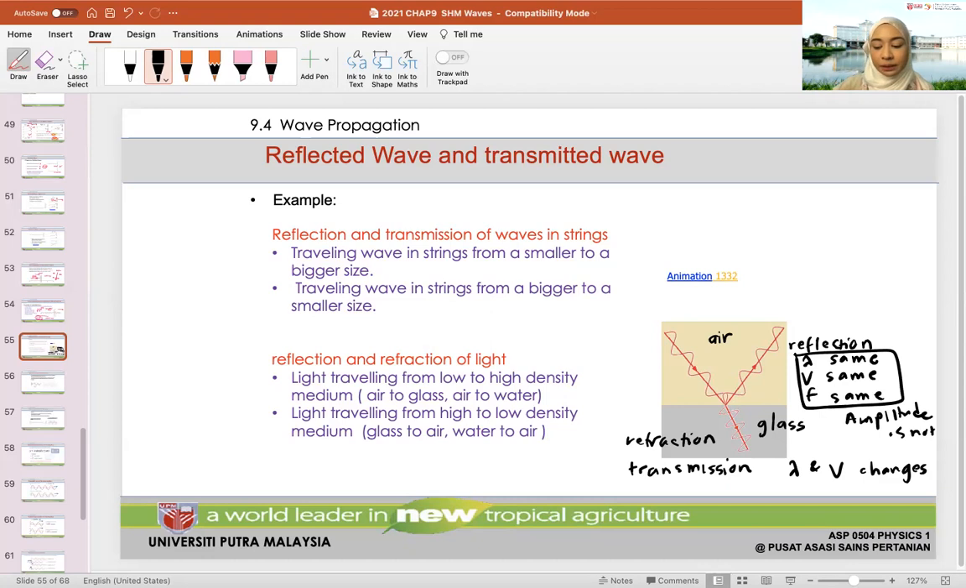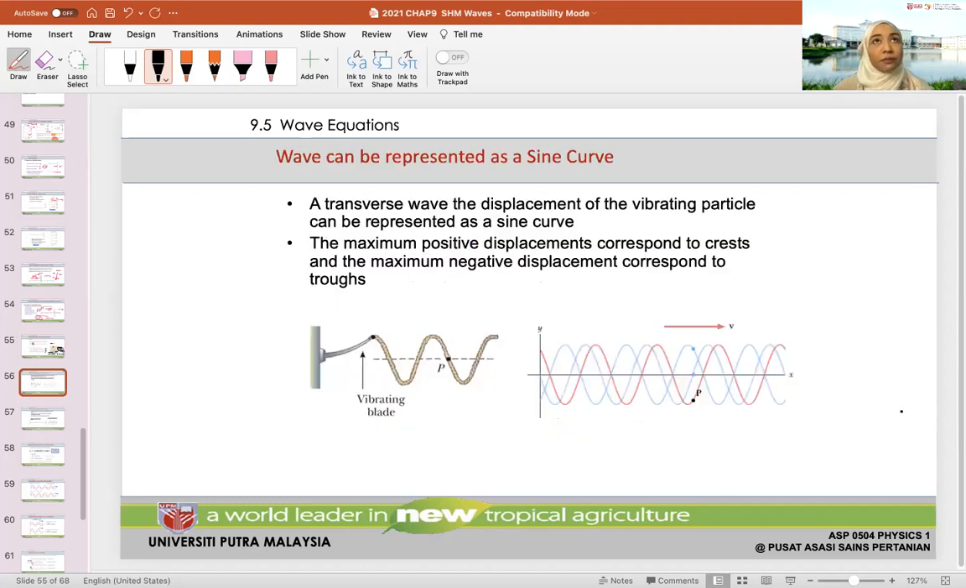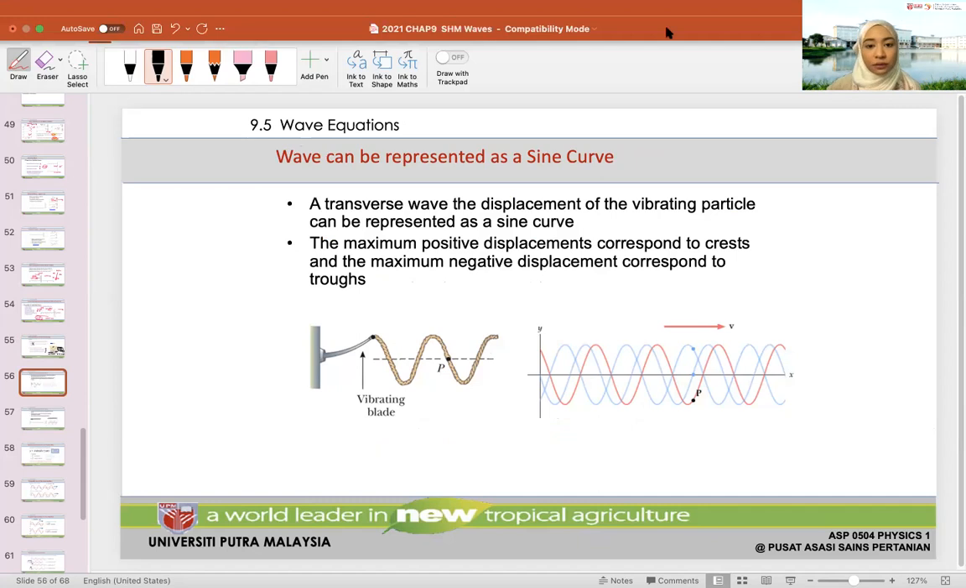So this is just an example for a real life scenario. And another type of real life scenario of wave transmission is a wave traveling in strings from smaller to bigger size. I don't know what that is. Just ignore it. So let's go with this example. If I manage to remember any examples of waves in real life, I'll tell you. Okay, so waves can also be represented as a sine curve.